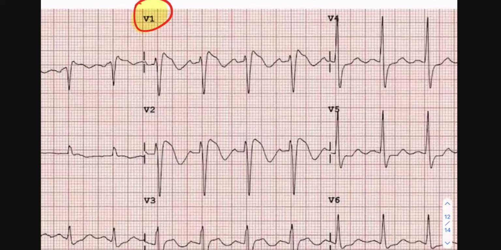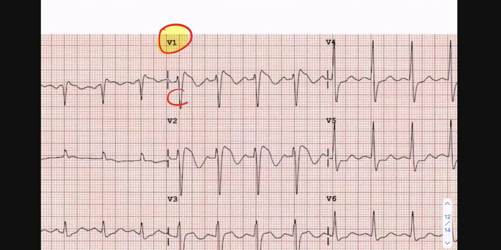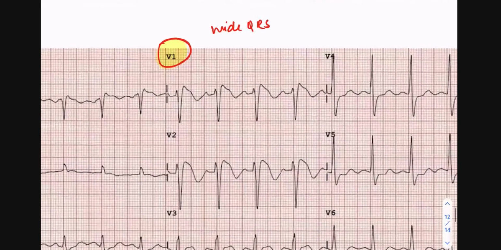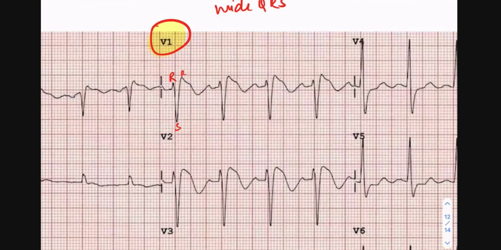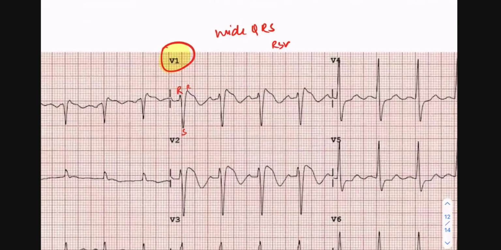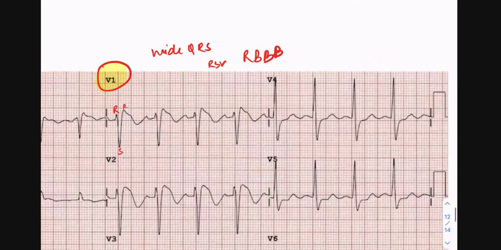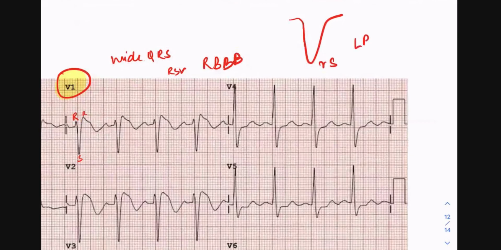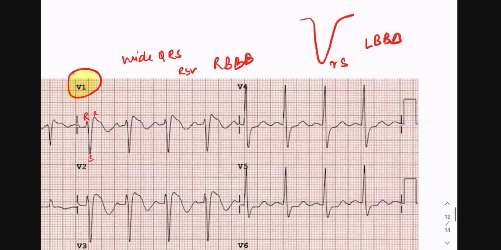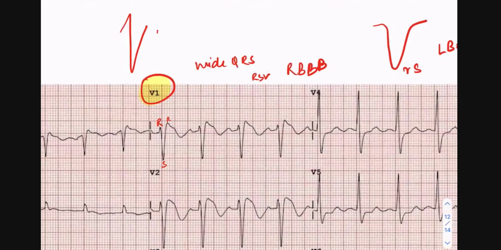When I see V1, I see that wide QRS, and I'm also seeing a specific pattern here. I'm seeing this RSR pattern. If you see this RSR pattern, that's a sign of a right bundle branch block. Remember, if you see a wide QRS with an RS pattern, that's a left bundle branch block. But if you see this RSR pattern in V1, this is a sign of right bundle branch block. So wide QRS with the RSR.